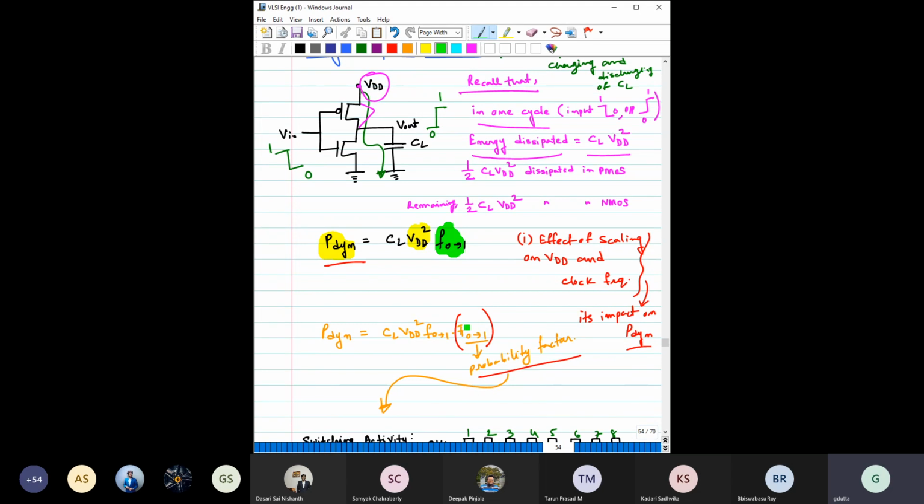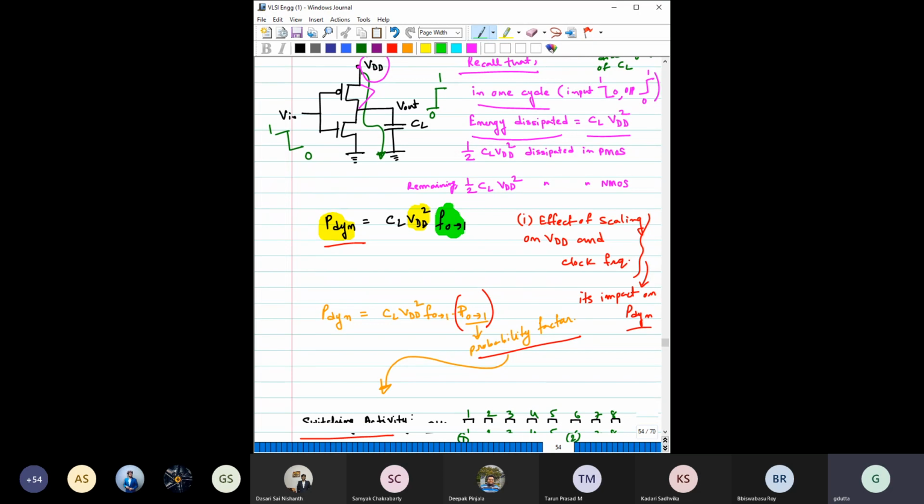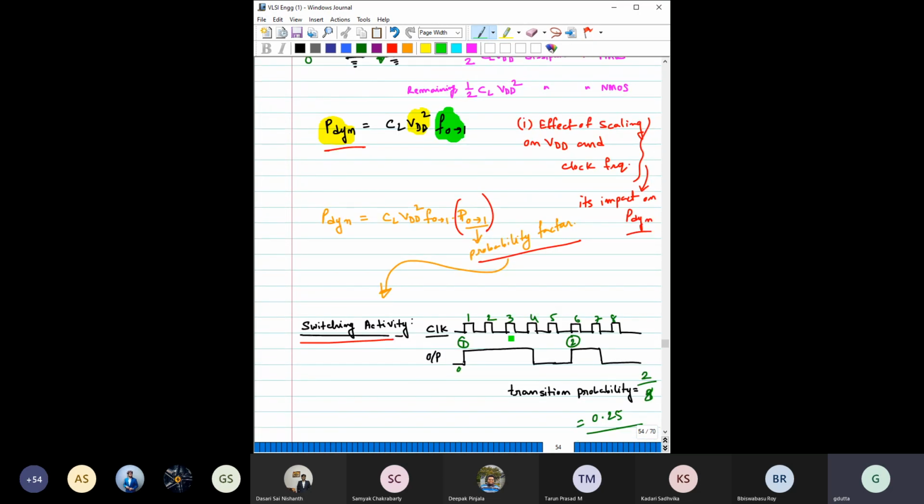From here we also introduced one more thing: with this term we also multiplied another term, the probability factor. We discussed that probably not all the inverters present in an IC will be fed with the same clock. If for some inverter the change in output is not at the same rate as the change in the input clock, we have to introduce a probability factor. This can also be called the switching activity.